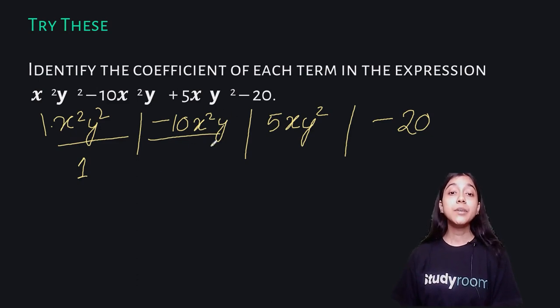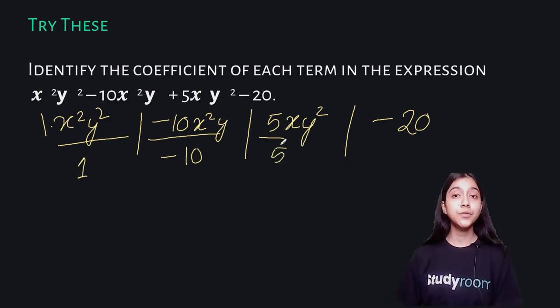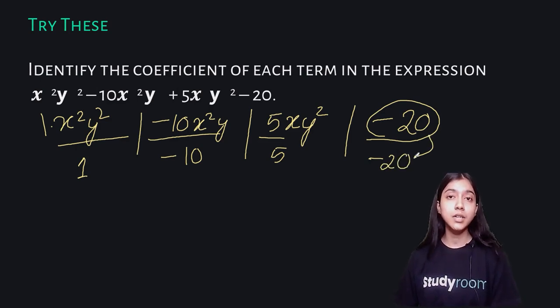Now let us come to this term. Here the variable is x square y and the numerical factor is minus 10. So the coefficient of this term will be minus 10. Again we have another term, that is 5xy square. Here the numerical factor before the variable is 5. So the coefficient of this term will be 5. And this particular term is a constant term. So here we have minus 20 as the coefficient. Basically it's a constant term, or we can call it simply a coefficient.